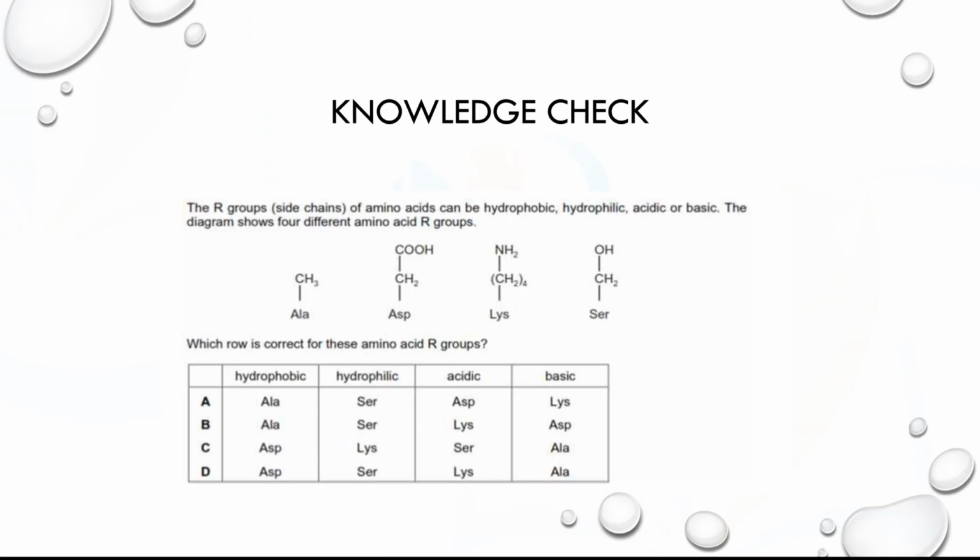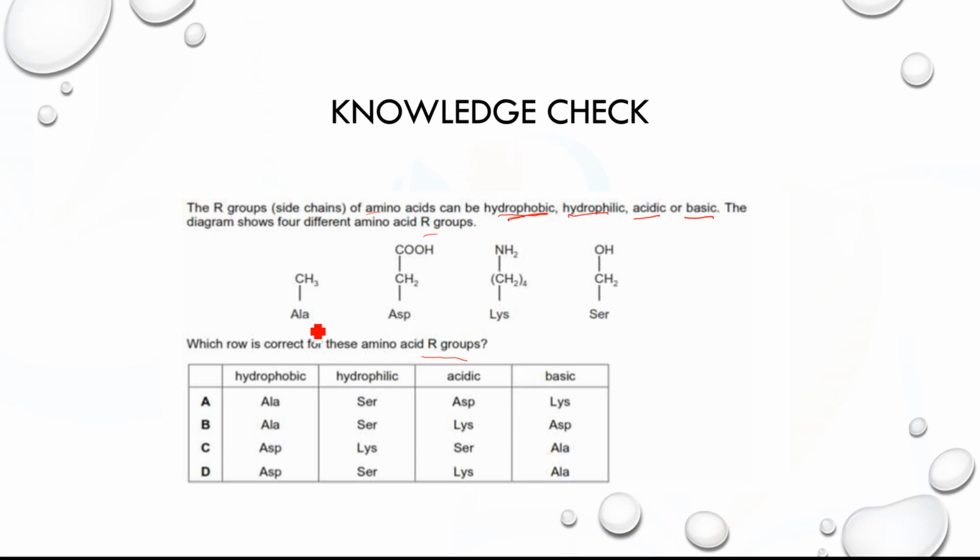So, knowledge check. Let's check knowledge. It says the R groups, which are called side chains of amino acids, can be hydrophobic, depending on the R group. It can be hydrophobic, hydrophilic, acidic, or basic. The diagram shows four different amino acid R groups. Which row is correct for these amino acid R groups? So I want you to pause the video and check this.